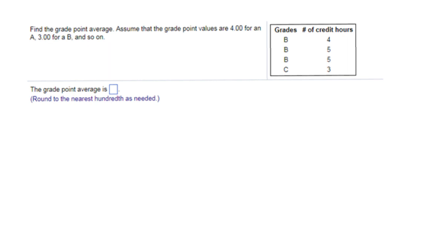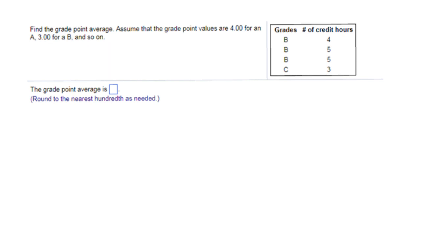Now each course has a different credit hour. So the first B has 4 credit hours. The second B is worth 5 credit hours, and so forth, reading that down. So what we need to do first of all, I'm going to make this a little bigger. Let's go for grades here: B, B, B, and a C. Credit hours: we have 4, 5, 5, and 3.